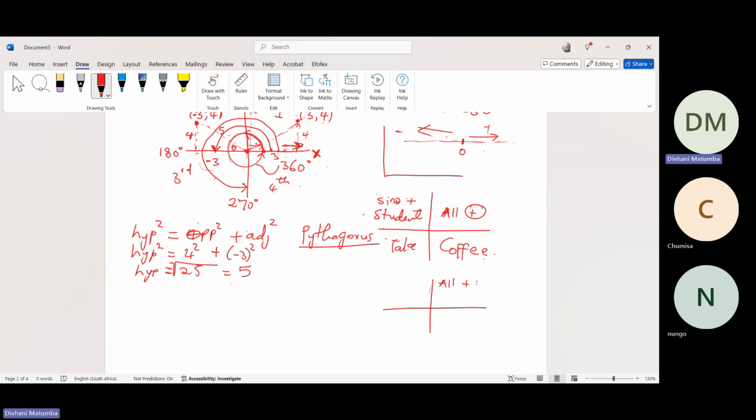And then in the second quadrant, this is the first. In the second quadrant, student is sine. We are taking the S. It means that only the sine is positive. In the third quadrant, which co-ratio is positive? All students take coffee.